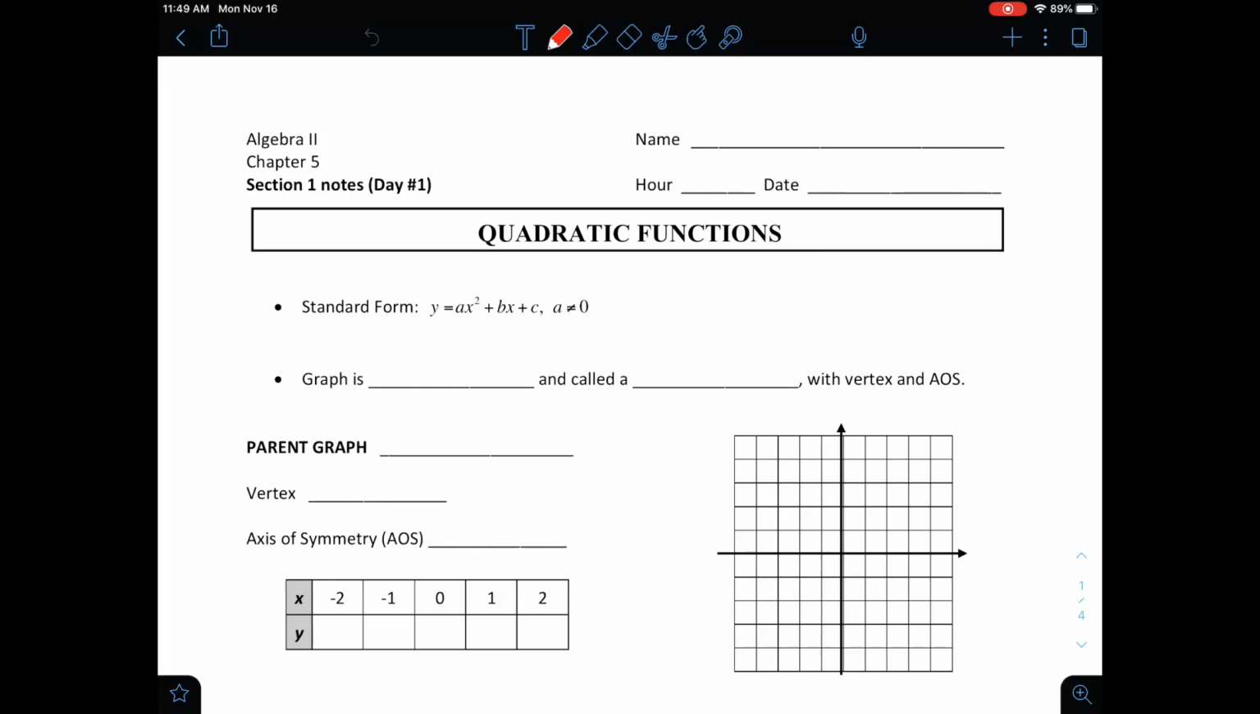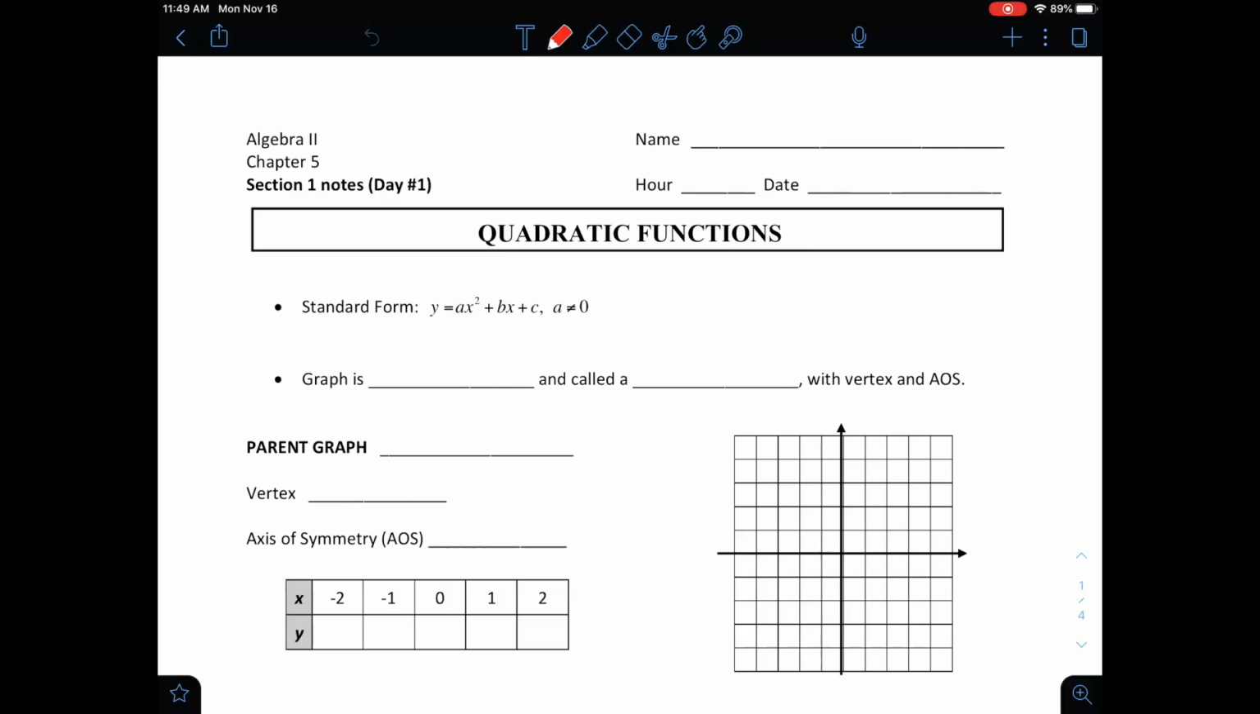We are continuing with a new chapter. We're skipping chapter 4, and we're moving on to chapter 5. We just decided chapter 4 was not as useful as chapter 5. We have a lot to get to, so chapter 5 is all about quadratic functions. That includes parabolas, the quadratic formula, factoring, that kind of stuff.